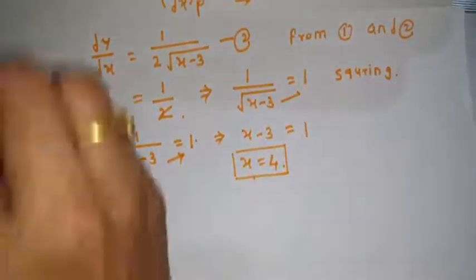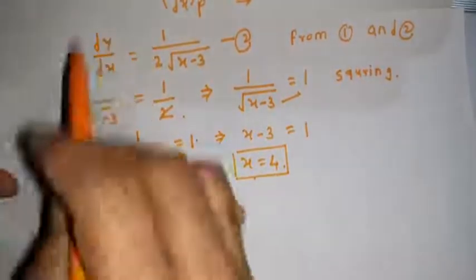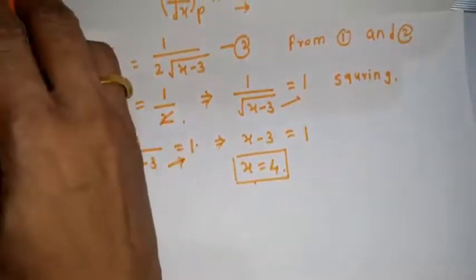Okay students, we have to find the point P(x, y). So P(x, y) means the coordinates of the point P.